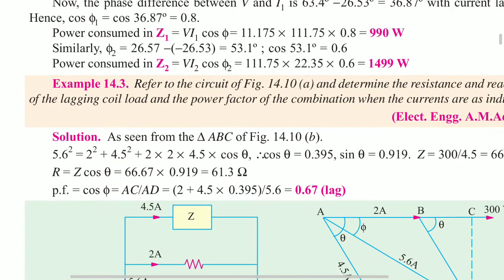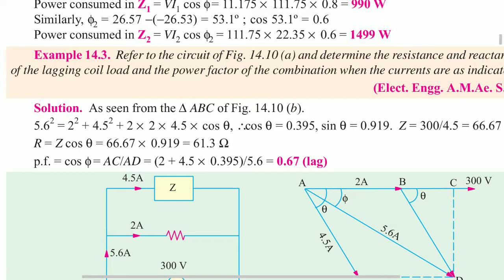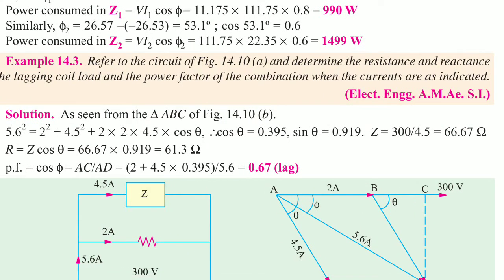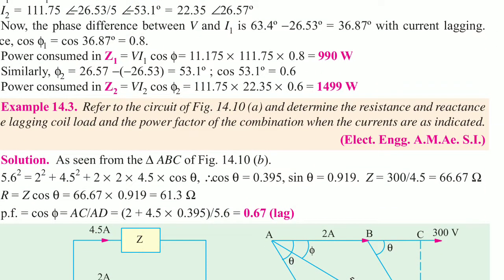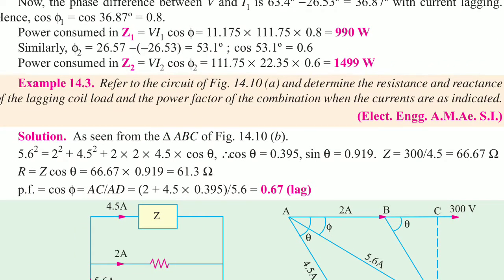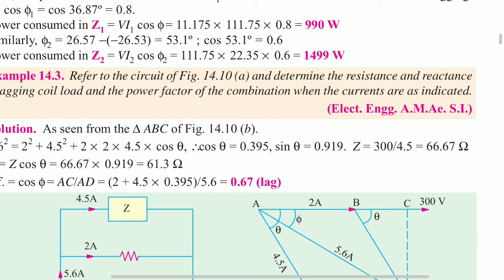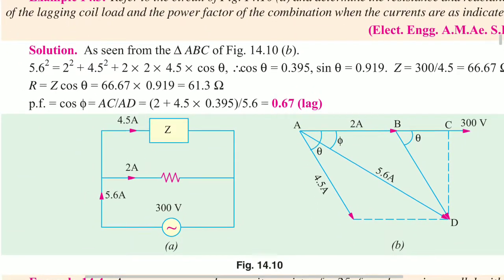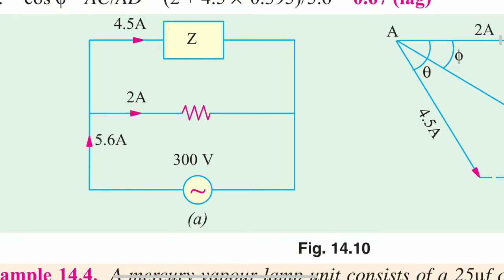So now let us go for another problem. Here the question they have given: refer to the circuit of figure 14.10a and determine the resistance and reactance of the lagging coil, load and the power factor of the combination when the currents are as indicated. Here 14.10 is given. Observe this one.